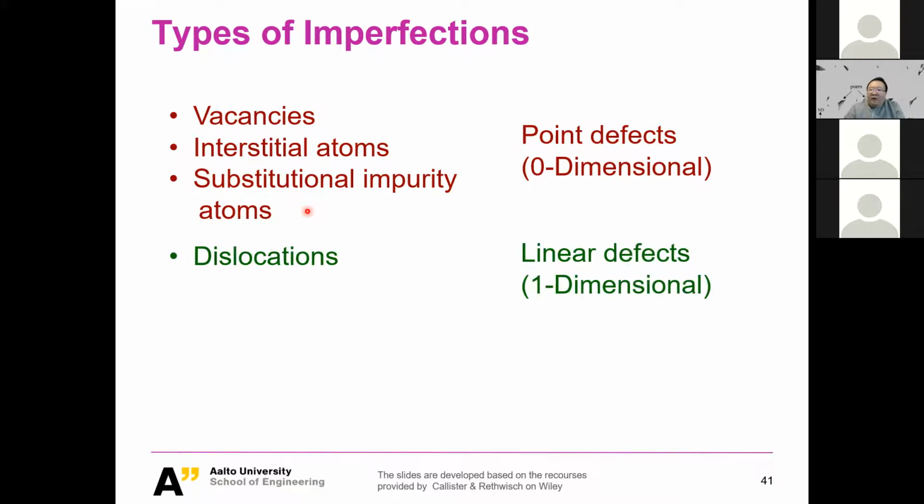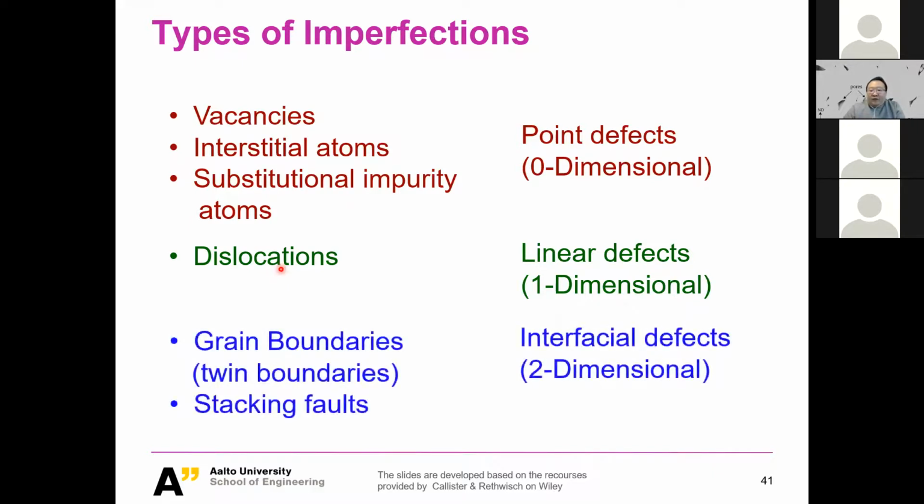We go to the one-dimensional defects. These are the linear defects, and the representative is dislocations. So you have an understanding about dislocations from your daily life. The dislocation in material science is something similar. The meaning is quite similar, but we will give you proper definitions later.